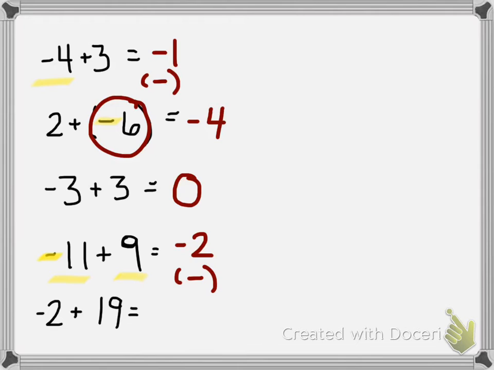Negative 2 plus 19. Will my answer be negative or positive? 19 is bigger, and it's positive, so my answer is going to be positive. What does negative 2 plus 19 equal? I'm going to subtract them. 19 minus 2 is 17, and my answer is going to be positive. So my answer is positive 17.